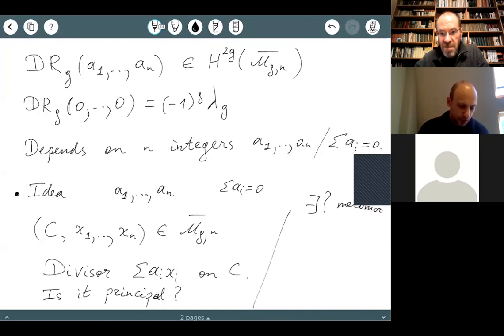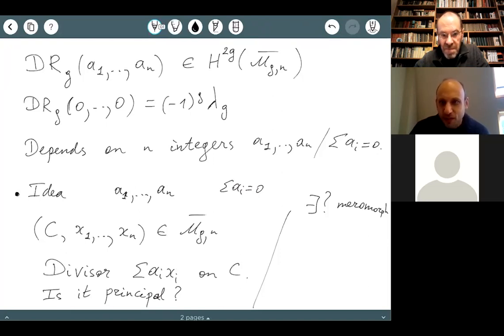Meromorphic? Dima, I'm sorry, there is a black rectangle. Yeah, that's the point. Yeah, okay. Here, okay, 1 second. Is it better? Yes. Yes, it disappeared. Now it's gone. Okay, it was interference with Telegram notifications.